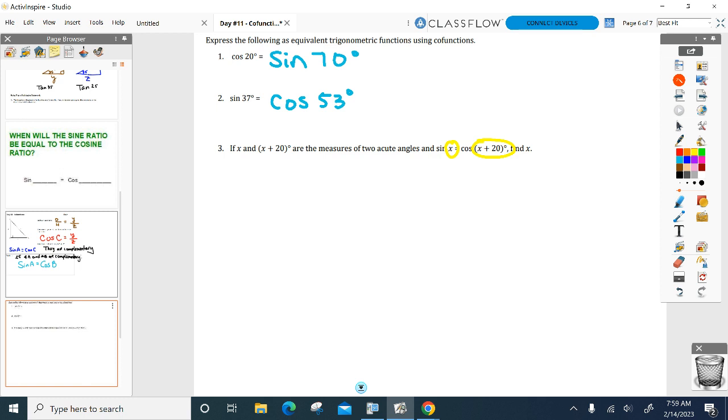That's not what we've been talking about. If sine and cosine are equal, what should I always know about their angles? They add to 90. So I'm going to set up an equation that's equal to 90 here. Those two angles, x and x plus 20, add to 90. Again, the only time sine and cosine are equal is when their angles add to 90. So that's why I'm adding those angles and setting them equal to 90.